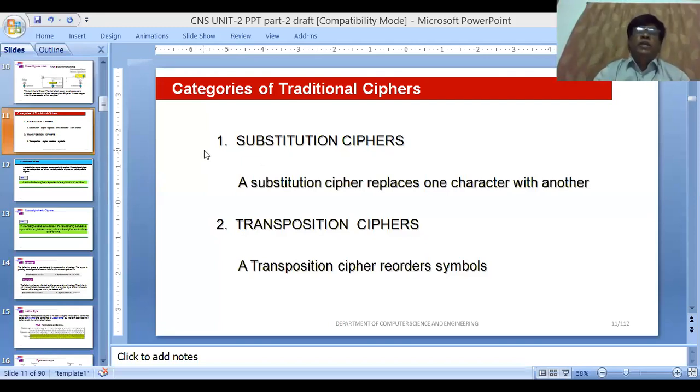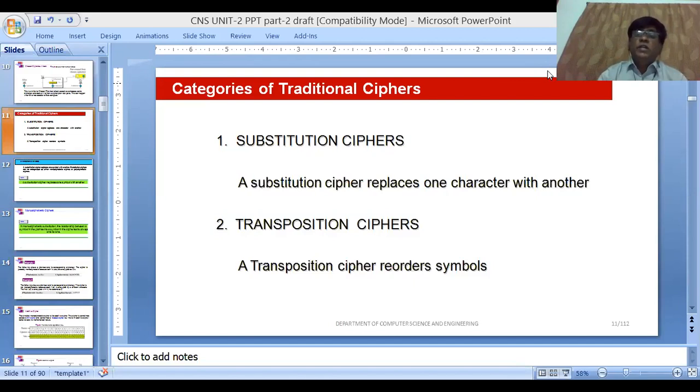Today, I'm going to explain the different categories of traditional ciphers. Generally, these are the substitution cipher and the transposition cipher. In the case of the substitution cipher, at the time of sending the plain text, we replace each and every character with some other character. Then we send that cipher text.